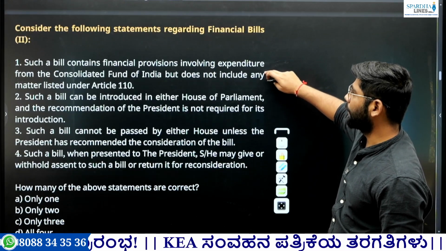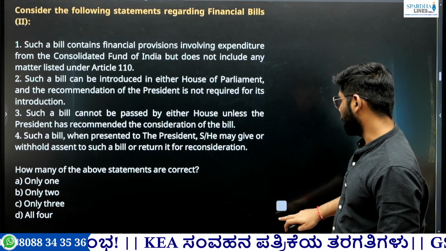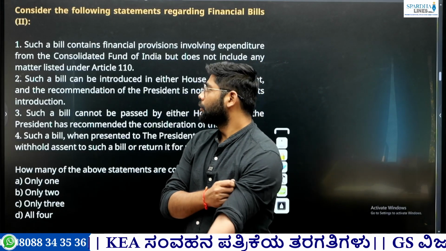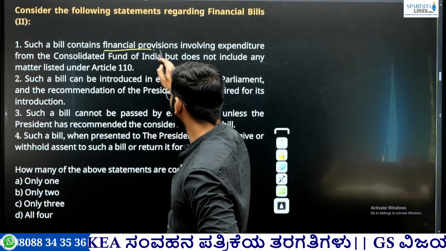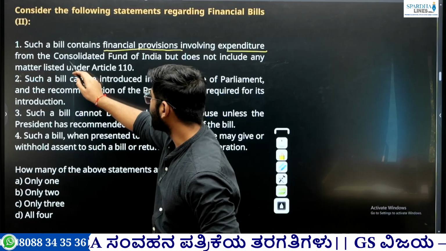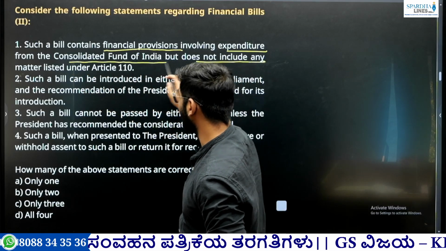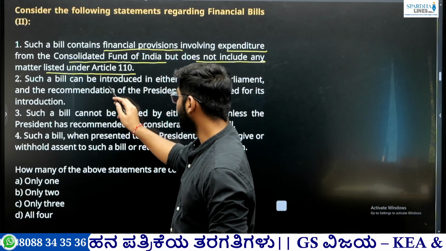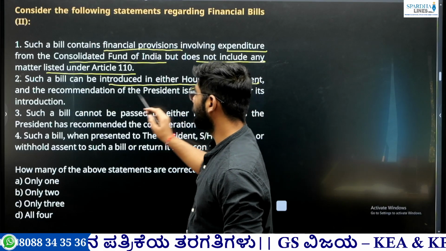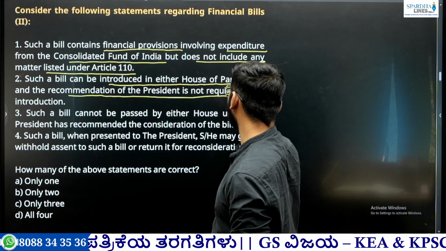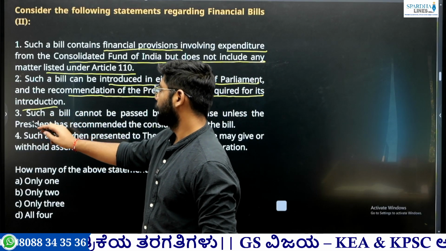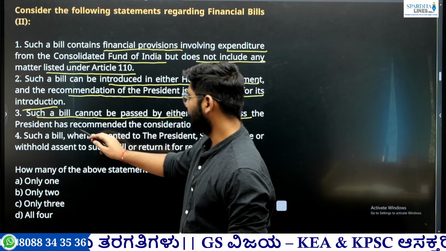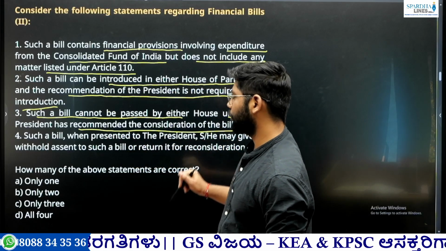So see, now there are conditions given regarding Finance Bill 2. So you will understand what is the difference between Finance Bill 1 and Finance Bill 2. First argument says that such a bill contains financial provision involving expenditure from the Consolidated Fund of India, but does not include any matter listed under Article 110. Then such a bill can be introduced in either House of Parliament, and the recommendation of the President is not required for the introduction. Third, such a bill cannot be passed by either house unless the President has recommended the consideration of the bill.